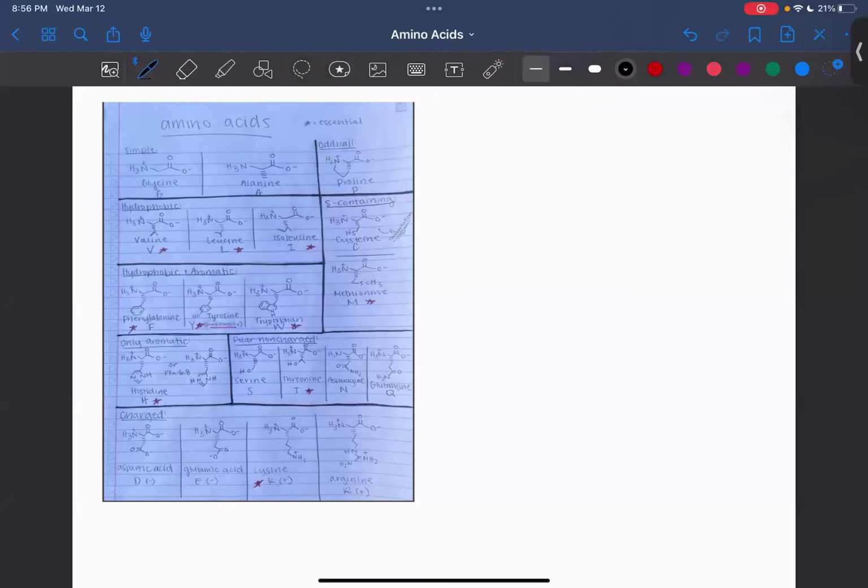Okay, hey everyone, this is Jake. I'm going to do a review going over amino acids, peptide sequences, and beta turns and alpha helices. Okay, so let's jump into it.